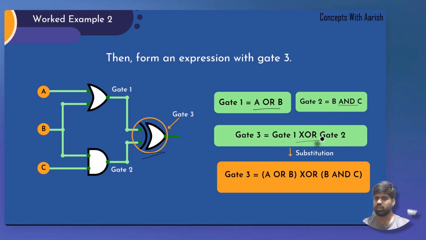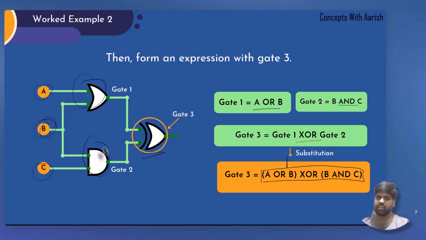You have to combine gate 1 and gate 2 with exclusive OR. So if you write it down and combine together, it will become something like this: A or B, and then B and C, and then you have to combine them together and apply exclusive OR in the middle.